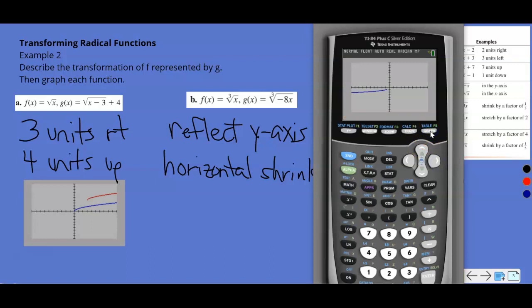Again, the blue line is your parent function, f of x. And then the red line is going to be the transformation. So that is the reflection across the y and a horizontal shrink by 1/8. Again, if you forget which color is which, if you go back to y equals, right here it has blue, red, black. So if you graph multiple graphs, this does have a color code on your TI-84 that tells you which graph is which.